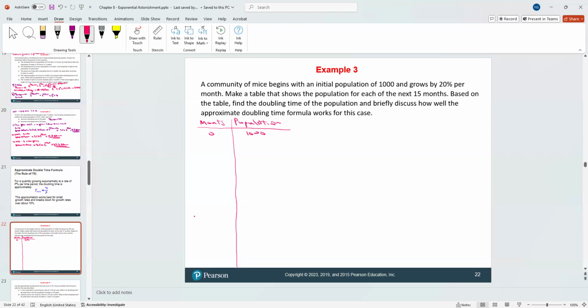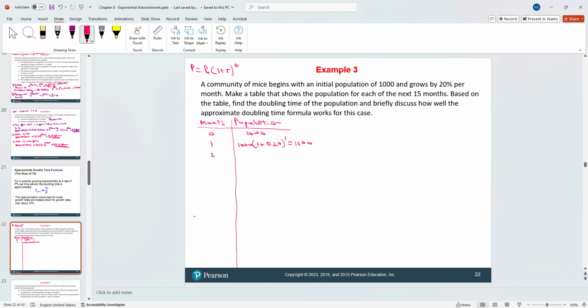I gave you an example of how to find any future value. Take the present value, you multiply it by 1 plus the rate, power t, right? So for example, after the first month, if t equals 1, you can just take your initial population, 1,000, times 1 plus the rate, which is 20%, okay? Power t is 1. So at this point, 1.2 times 1,000 gives you 1,200 for the first month.